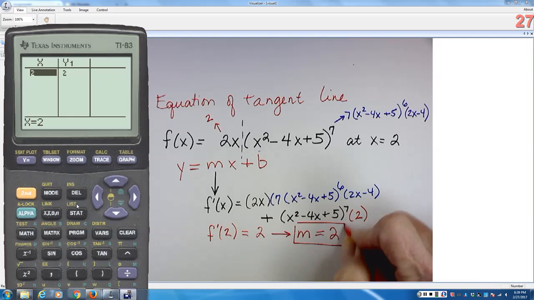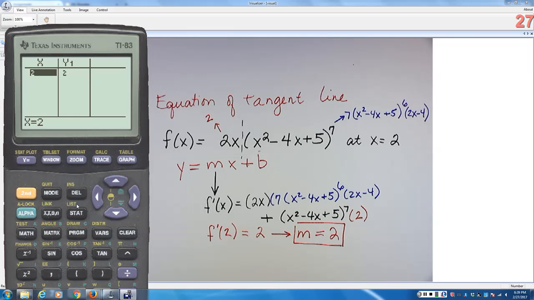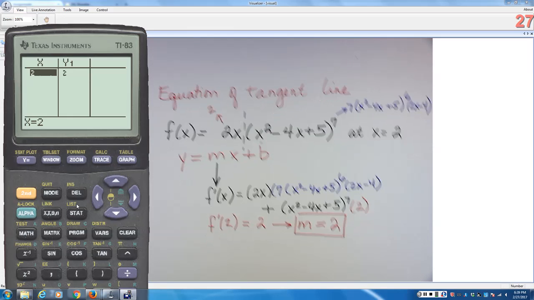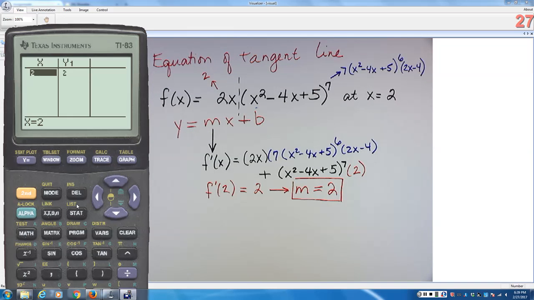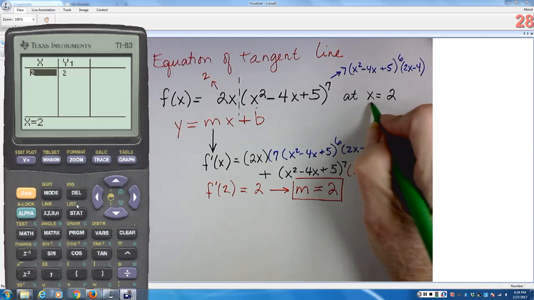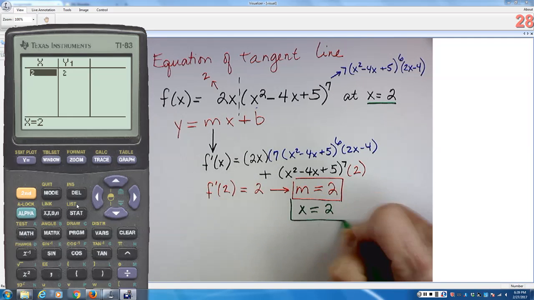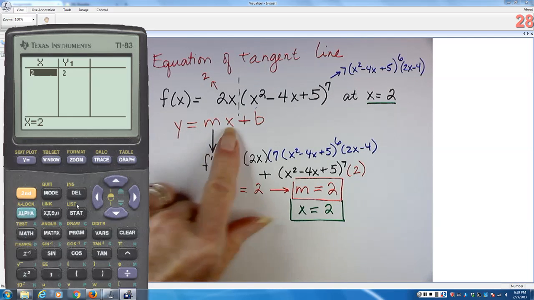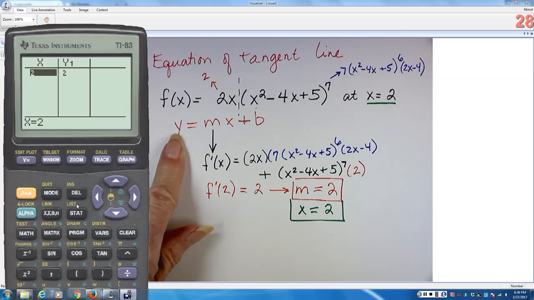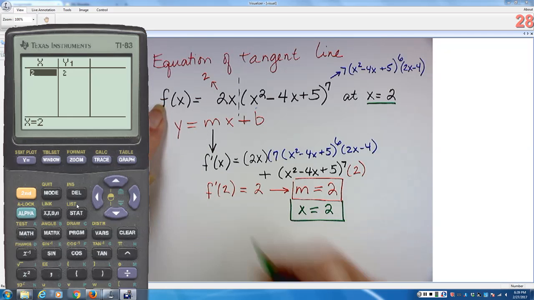Correctly. So now I know that the slope is 2. Okay? But I also need an x and a y value. That I do not have just yet. I have one, but I don't have the other. It says at x equals 2, but I have y equals mx plus b, and I need a y value. So to get a y value, I go back and find f of 2.